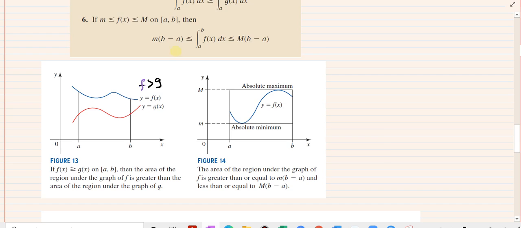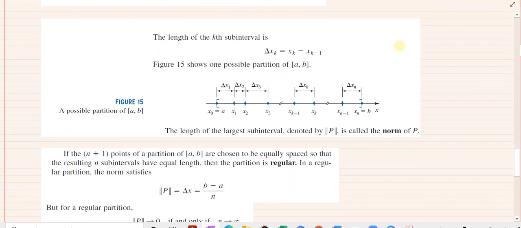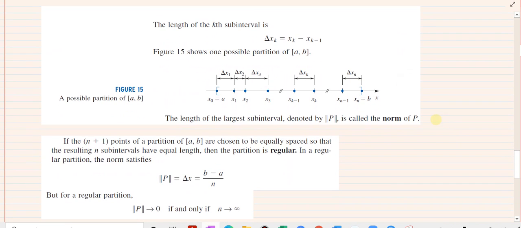Okay, and now we're getting ready to define the limit of a Riemann sum for general partitions. So in this piece, we're going to talk about a partition of an interval. A partition is any breakdown of the number line between two numbers. For the kth subinterval, the length of that subinterval is going to be delta x sub k, and it's given by the distance from x sub k minus 1 to x sub k, and that's how this is found.